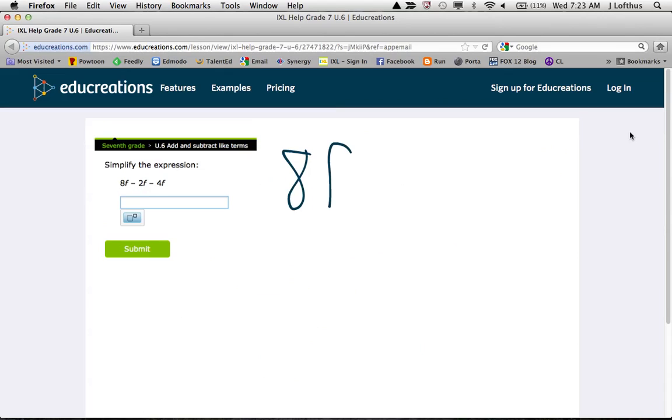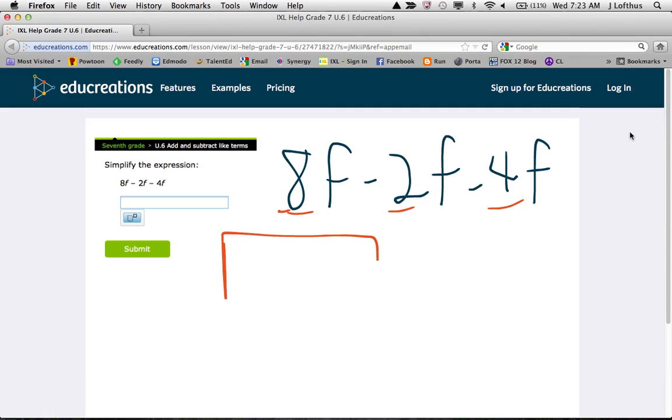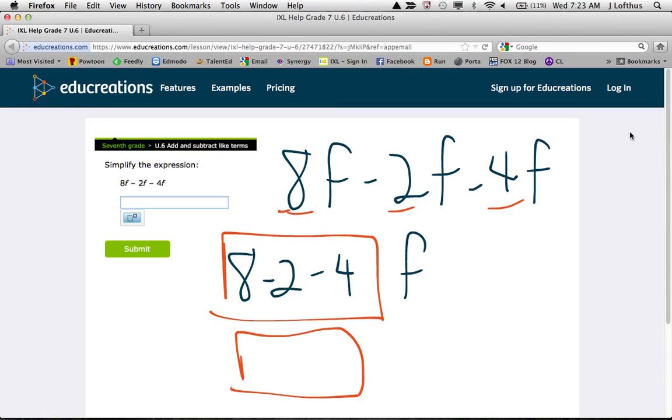So this is a pretty simple one. They all have the same type of variable. So we're just going to gather together 8 minus 2 minus 4. So this is going to end up being 2f. And again, just to remind you, f is just an unknown number. We can multiply that unknown number times 8, and then times 2 and subtract it, times 4 and subtract it, and get the same exact result as if we just multiplied that unknown number by 2. We may as well just multiply it by 2.